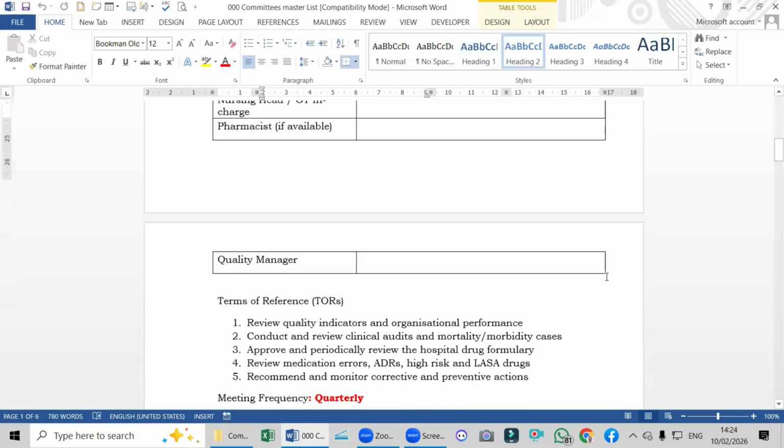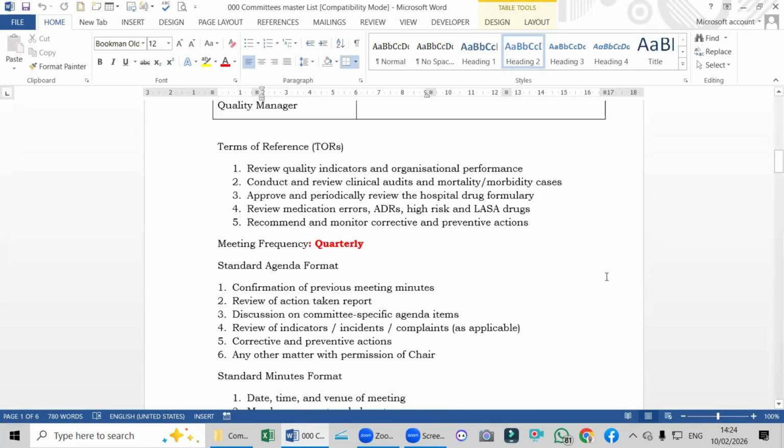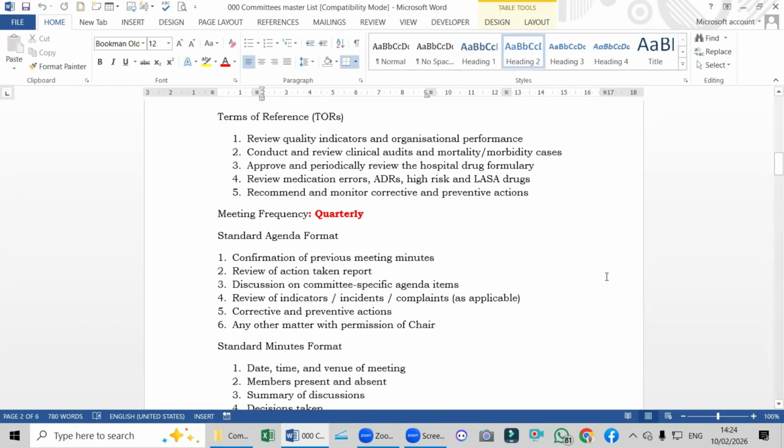Now, next is terms of reference. Terms of reference is what that committee has to do. What is the purpose of that committee? This committee says review quality indicators and organizational performance. Then conduct review for clinical audits and mortality, morbidity, etc. Approve periodical review of hospital drug formulary.